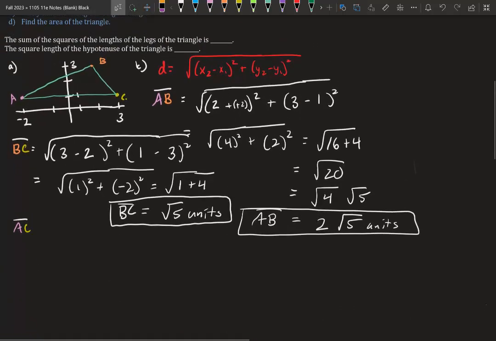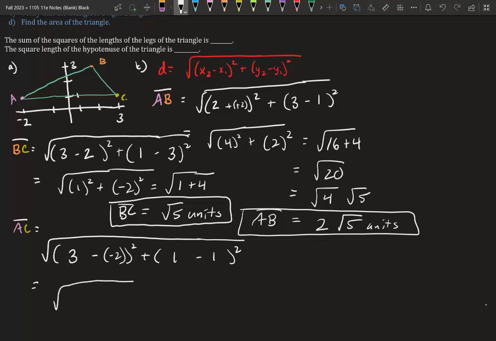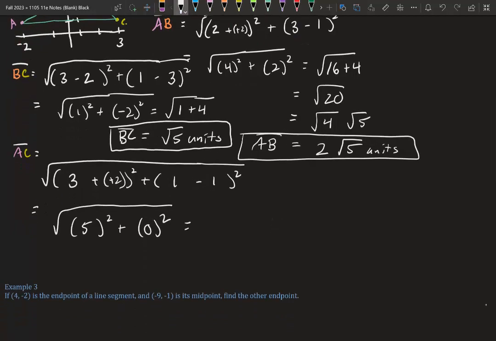Alright, last but not least, we have A to C. So A to C, let's create our template. We have the square root of blank minus blank squared plus blank minus blank squared. For A to C, so for C, our first x is going to be 3. For A, our x is going to be negative 2. Our y for C is 1. Our y for A is 1. Let's simplify. So minus, minus, we know this turns into plus, plus. 3 plus 2 is 5. So we have 5 squared. 1 minus 1 is 0, so we have 0 squared. We can just ignore that. 5 squared is 25. The square root of 25 is just 5.